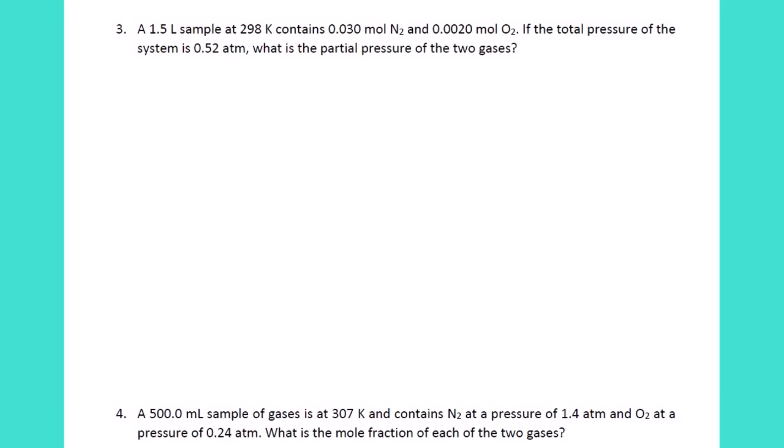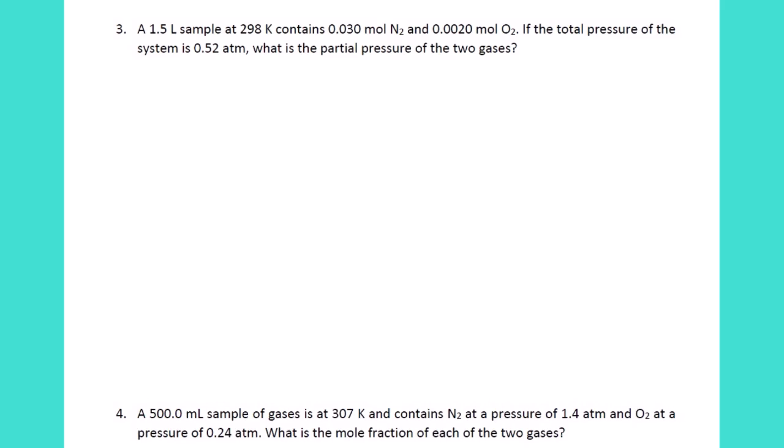Question number 3 says a 1.5 liter sample of gas at 298 Kelvin contains 0.030 mole of nitrogen and 0.0020 mole of oxygen. If the total pressure of the system is 0.52 atm, what is the partial pressure of the two gases? We have two methods to calculate this. We can use the method that we've used before on the previous question, just use the ideal gas law.